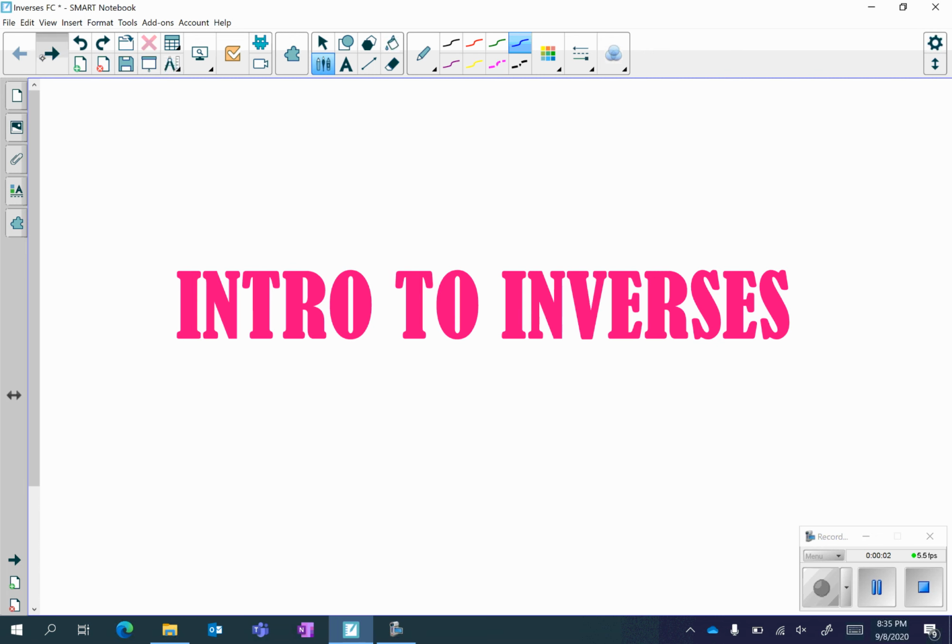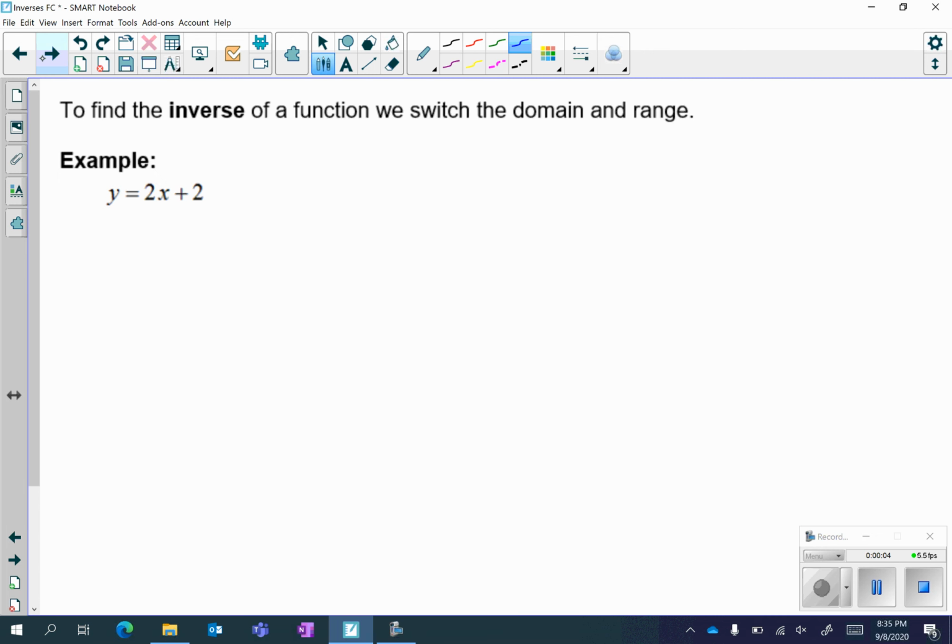Welcome to Intro to Inverses. In order to find the inverse of a function, you need to switch the domain and range. Domain is x, range is y. So in order to find the inverse, you need to start by switching the x and y values.